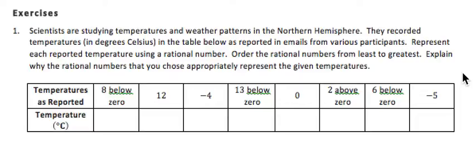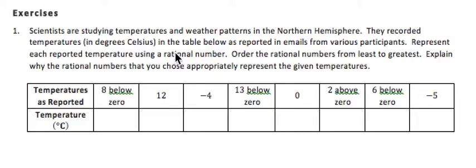Scientists are studying temperatures and weather patterns in the Northern Hemisphere. They recorded temperatures in degrees Celsius in the table below as reported in emails from various participants. Represent each reported temperature using a rational number. Order the rational numbers from least to greatest. Explain why the rational numbers that you chose appropriately represent the given temperatures.